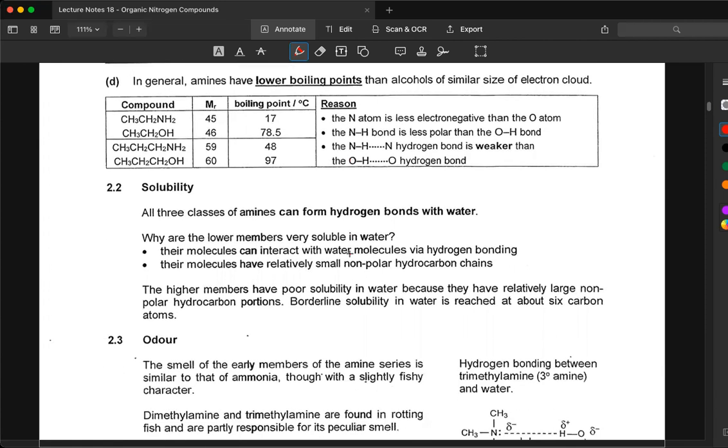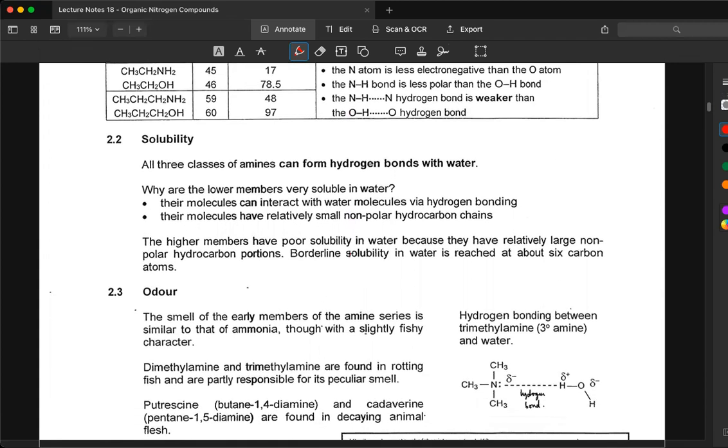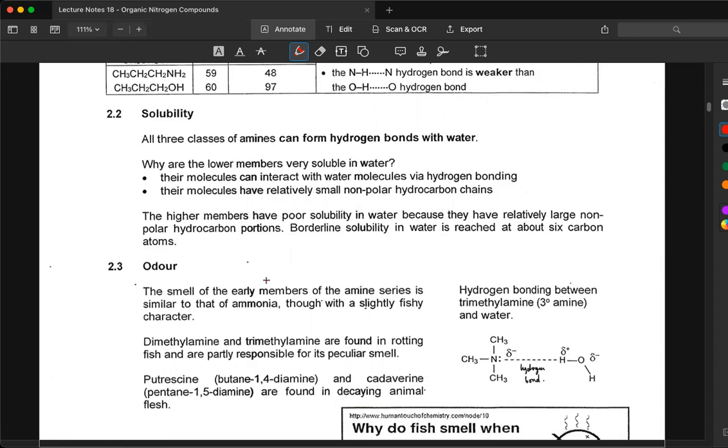Amines form hydrogen bond with water. The lower members are very soluble in water because they interact with water molecules via hydrogen bond, and they have a relatively small non-polar hydrocarbon chain. However, with the higher members, their solubility decreases because they have large non-polar hydrocarbon portions. The borderline solubility in water is reached at about 6 carbon atoms.